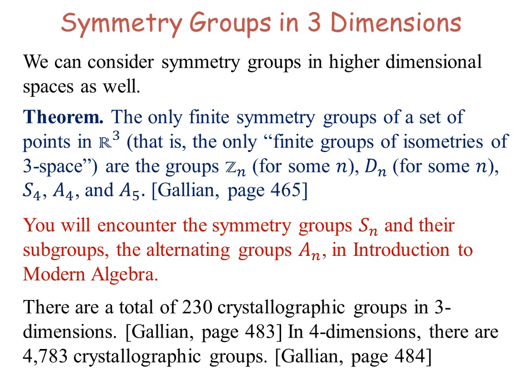There are a total of 230 crystallographic groups in 3 dimensions. In 4 dimensions, there are 4,783 crystallographic groups.